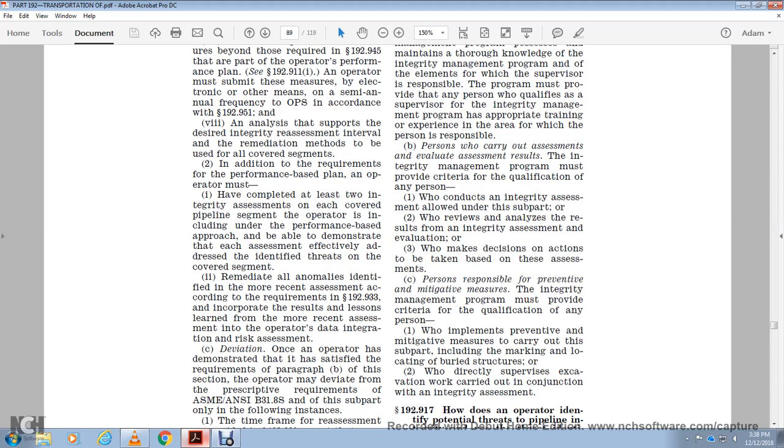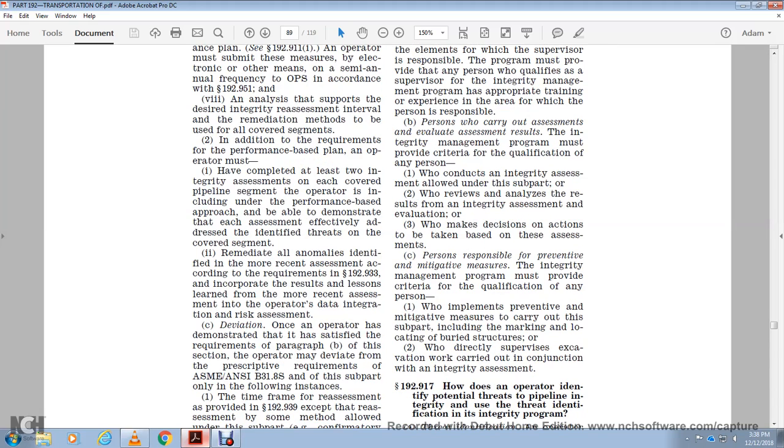Deviation. Once the operator has demonstrated that it has satisfied the requirements of paragraph B of this section, the operator may deviate from the prescriptive requirements of ASME ASI B31.8S for the end of the subpart in only the following instances.